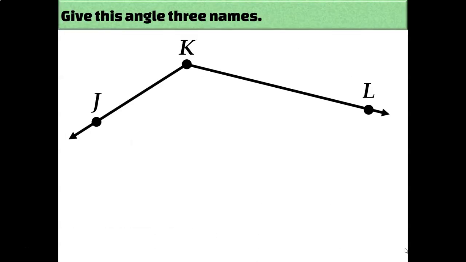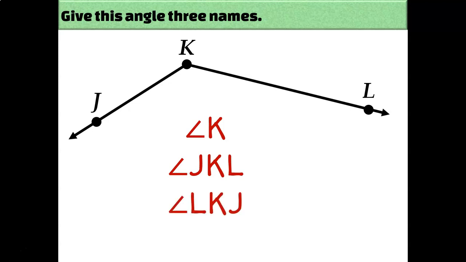So let's get some practice. I want you to give this angle 3 names. The easiest way to name this angle, since there's only 1 angle coming from the vertex of K, is to just call this angle K. However, you could also name it using all 3 of the points on the angle. Remember that the vertex has to be written in between the other 2 letters. So you have 2 options. You could either call this angle JKL, notice that K is in the middle, and J and L are on either side. Or you could reverse it and say that it's angle LKJ. Again, K is in the middle, and the other 2 points are on either side.